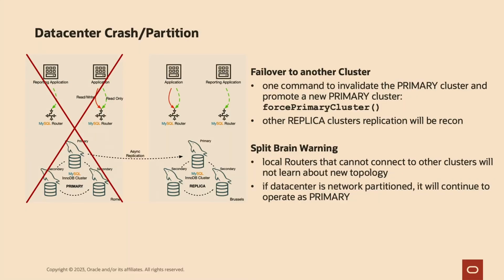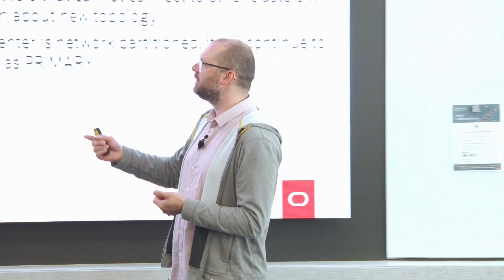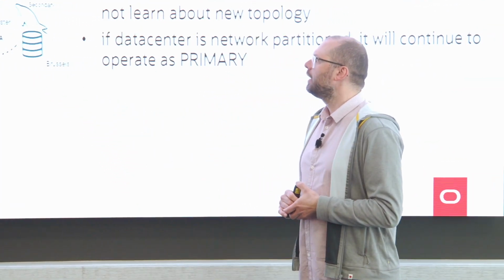Let's say there's a whole data center that crashes. Maybe there's a fire, as in the example of OVH. When that happens, we can fail over. So you have switchover, where we set the primary cluster. This is a clean, planned thing where we can guarantee that there's no data loss. Well, here we need to force it. We need to force Brussels to be the primary cluster.